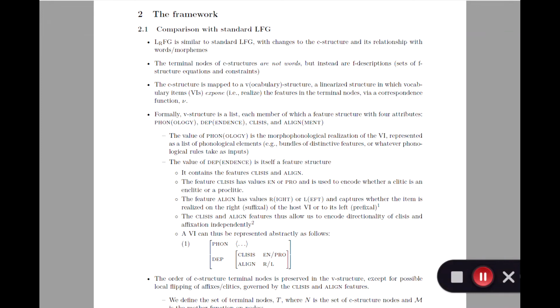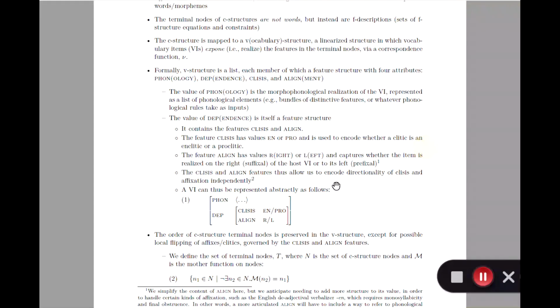with 4 attributes. So there's the phonology attribute, which basically serves as the input to the phonological system. So it's a list of phonological elements or bundles of distinctive features or whatever. And there's the dependence feature, and the dependence feature itself contains 2 features. So there's the crisis feature and the align feature. The crisis feature basically encodes whether the VI is phonologically or prosodically dependent on an element to its right or left. So basically whether it's an enclitic or a proclitic.